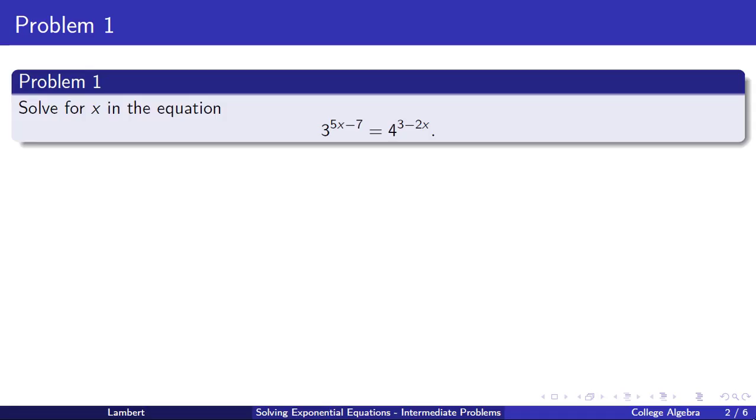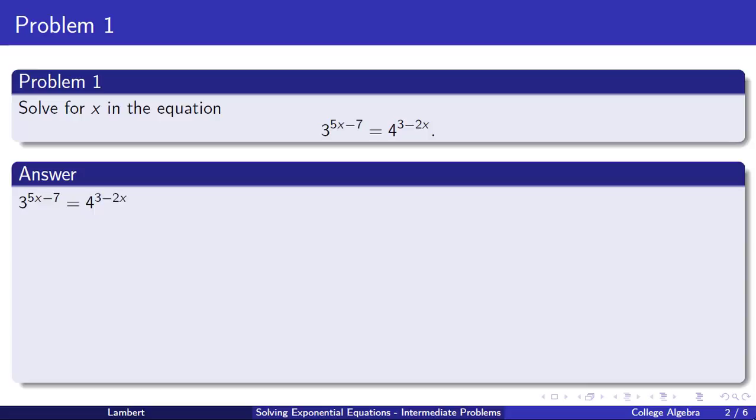Solve for x in the equation 3 raised to the 5x minus 7th power equals 4 to the 3 minus 2x power. In this problem, usually you want to try and get a common base, but with 3 and 4, there's no way for us to really get a common base. So this is where we have to rely upon laws of logarithms to help us out.